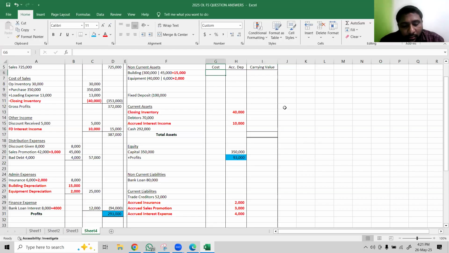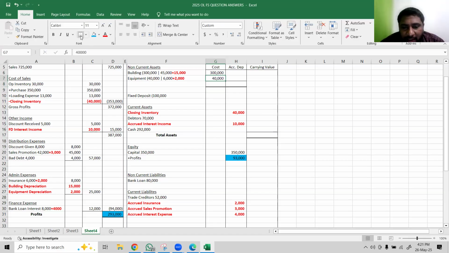Okay. First 300,000, 40,000. So these two lines are getting closed from here. So these names are applicable. Before this also I told you, only up to this point. After that, those names, cost name, accumulated depreciation name, are not applicable for those columns. Minus 60,000. Minus 8,000.